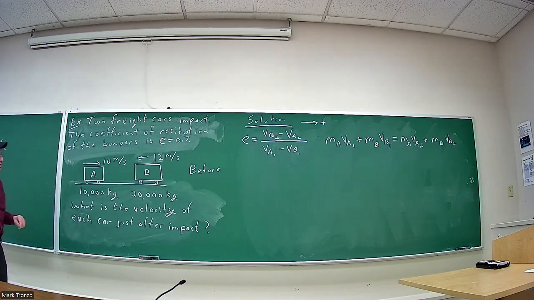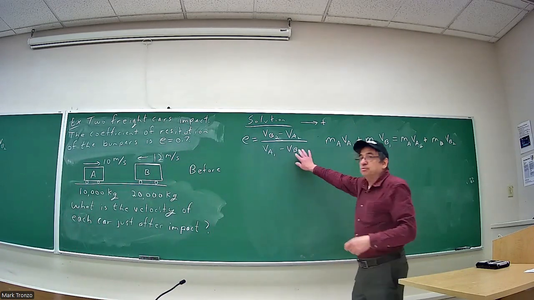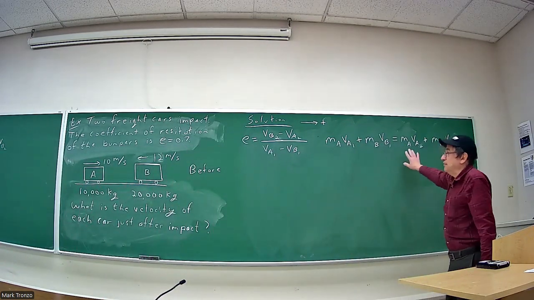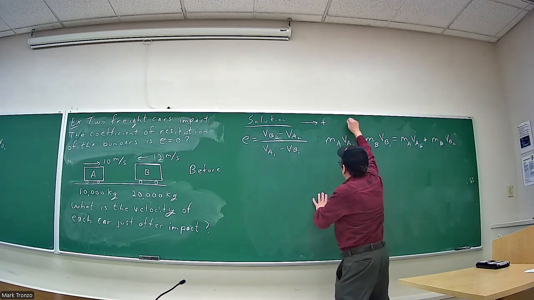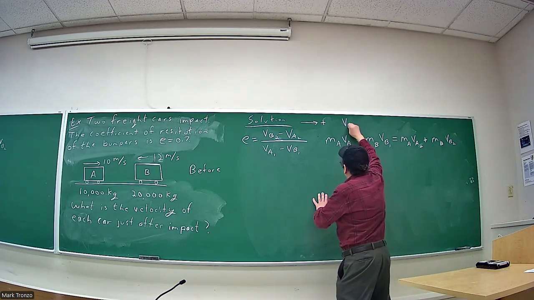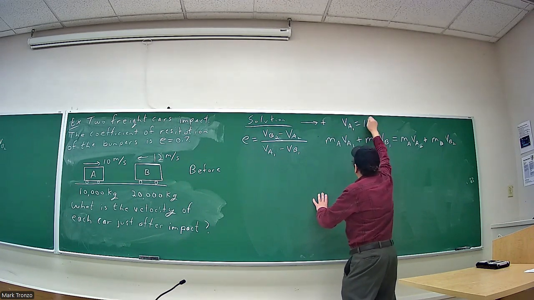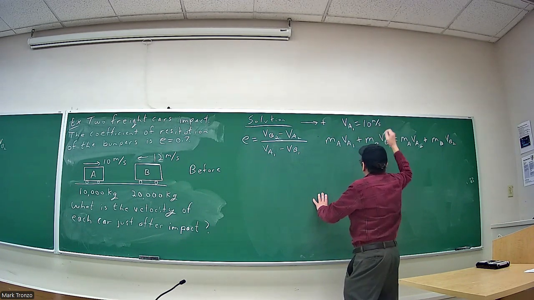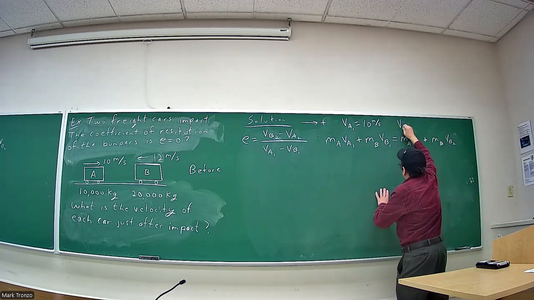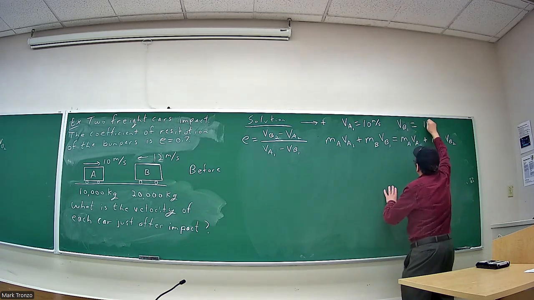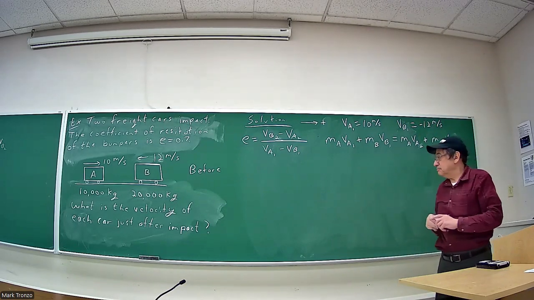So we're going to take a look at this. Now, the equations we're going to need are the coefficient of restitution equation and conservation of momentum. And let's go ahead and see what we have here. The velocity of A before impact, again, if we call to the right positive, this is 10 meters per second. And the velocity of B before impact is 12 meters per second. It's going to the left, we're going to call that negative.